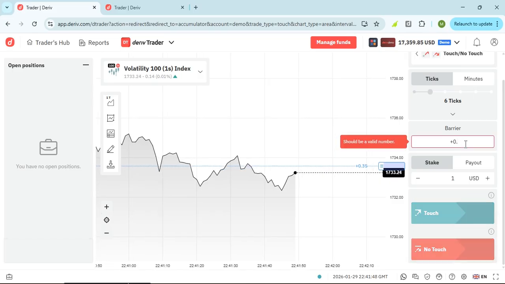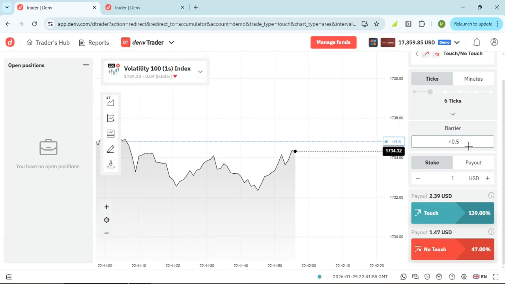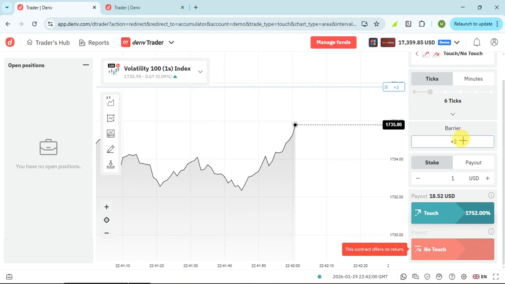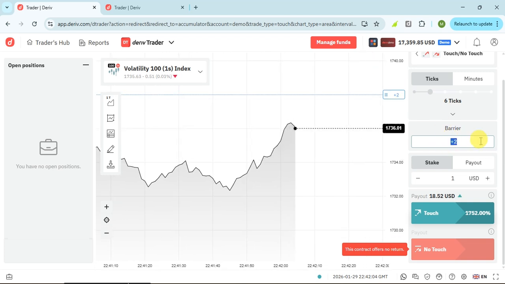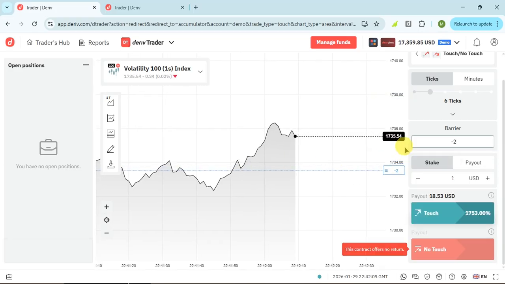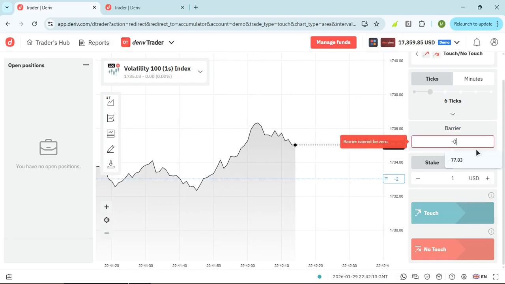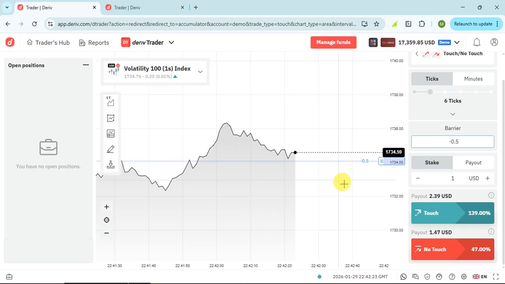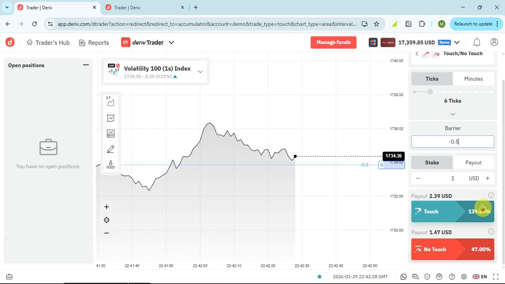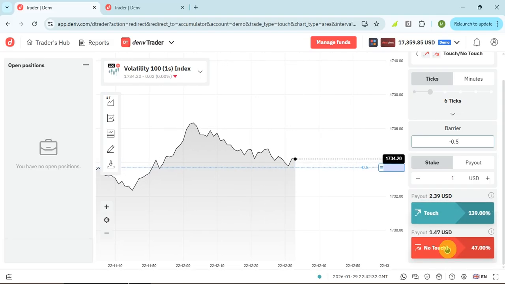For example, you can enter positive 0.5 and then you can see it will keep moving. For example, let me enter 2 so that you can see. So you can see it moved. Or you can also enter a negative 2 so that it comes just below here. When you enter a negative number, let's say that you enter 5 so that you have a space there. So here when you say it will touch, you can see the touch has the highest profit. The no touch has the lowest profit.